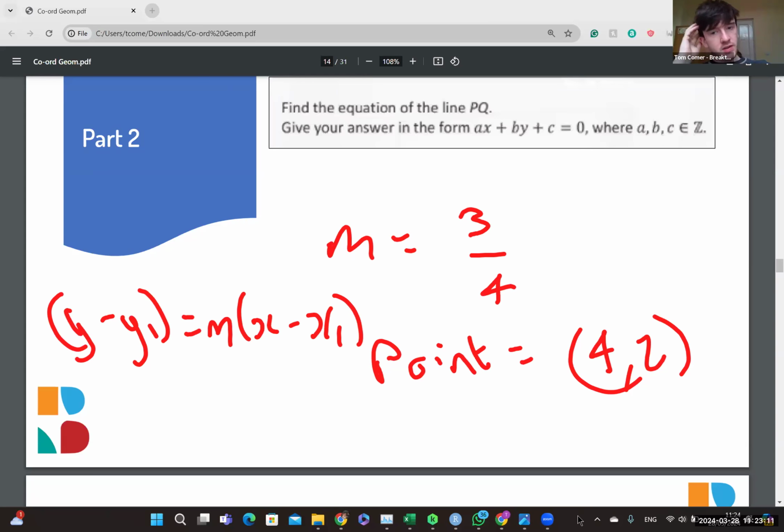So sub in your values for x1 and y1 and sub in your value for m, expand your brackets, and now notice how it's asked, give your answer in the form ax plus by plus c, so move everything to one side. That should take us maybe 2 minutes or so. Take your time with that question, sub in all your values correctly. Remember to pay very close attention to the signs and the expansion of the brackets.